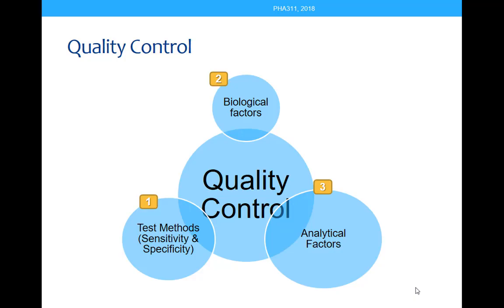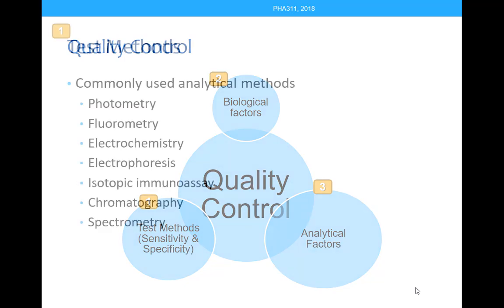Okay. Now we will be talking about, in my opinion, the most important topic that we are covering today, quality control in the lab. Okay. This falls under three major subheadings: test methods, biological factors, analytical factors. So let's take them on one by one.